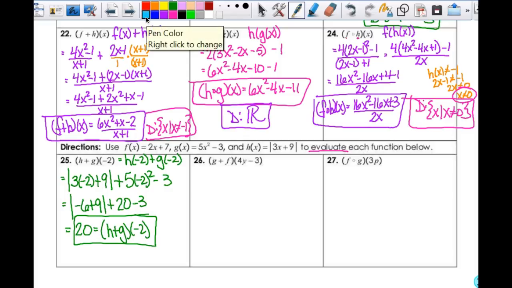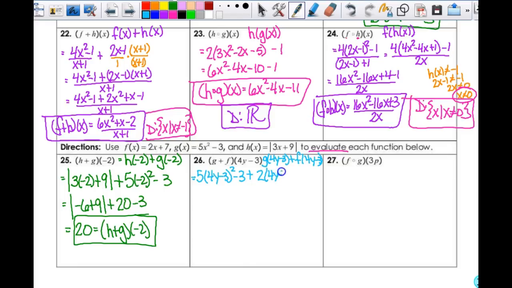All right, so g plus f of 4y minus 3 is going to be g of 4y minus 3 plus f of 4y minus 3. So g of 4y minus 3 is going to be 5 times 4y minus 3 squared minus 3, plus f of 4y minus 3, which is going to give me 2 times 4y minus 3 plus 7. This gives me 5 times, this will be 16y squared, and that would be minus 12x, so minus 24y plus 9, minus 3 plus 8y minus 6 plus 7.